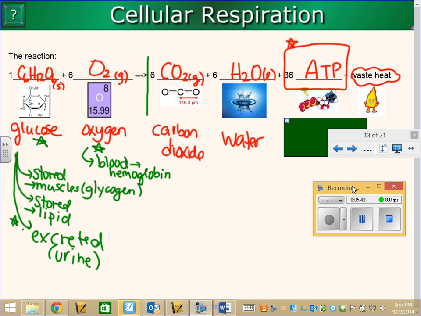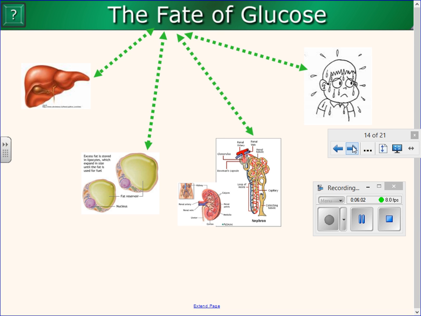Does anyone have any questions about glucose and oxygen right now that they want to ask? So this is the reaction for cellular respiration. Please note that it's basically backwards from the photosynthesis reaction. Same substances, opposite order. Now this just summarizes visually the fate of glucose, which is what I just mentioned. So this is just a little picture to show you about storage.